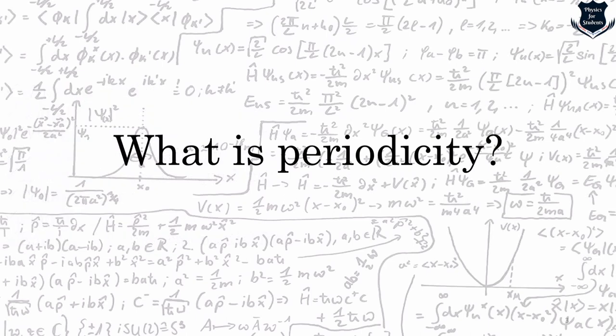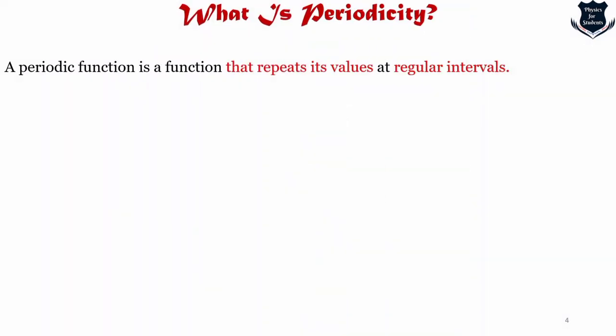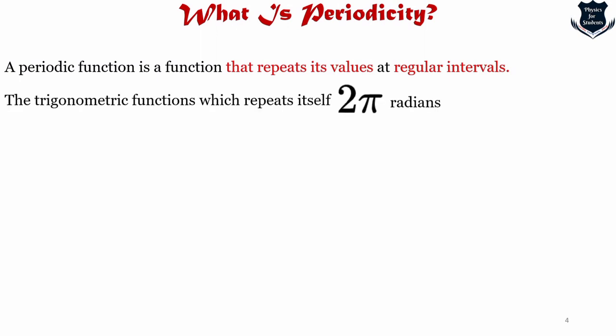So first we will learn what periodicity is. The word periodic itself means a kind of repetition. A periodic function is a function that repeats its values at regular intervals. For example, the trigonometric functions, which repeat at intervals of 2 pi radians, are periodic functions. Periodic functions are used throughout science and physics to describe oscillations, waves and other phenomena which exhibit a periodic nature. Any function that is not periodic is called aperiodic.